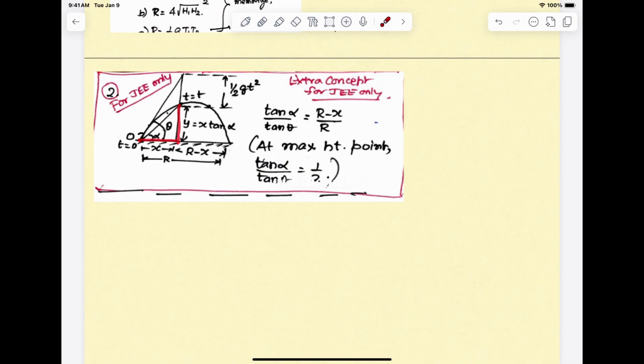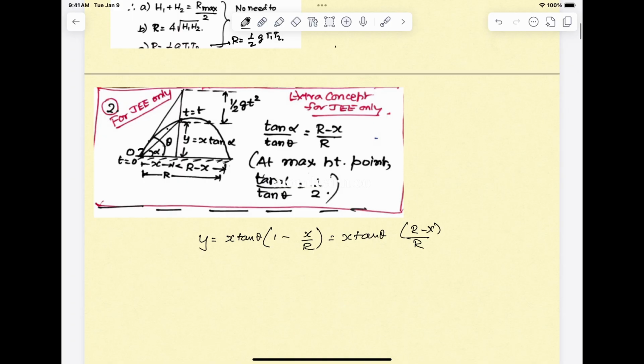We already know the relation between x and y by means of the trajectory equation, which I will write like this. We already know that y is given by x tan theta into 1 minus x by r. This is a new formula which we have learned just now, and this can be written as x tan theta into r minus x by r. Then what is y? y is x tan theta into r minus x by r. Now let us look at this.